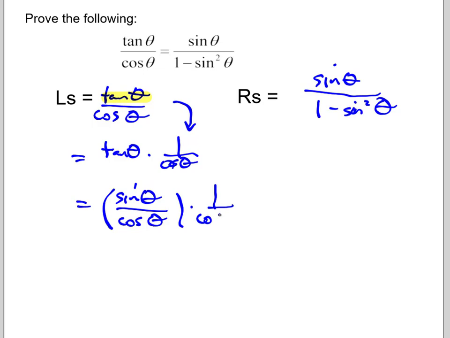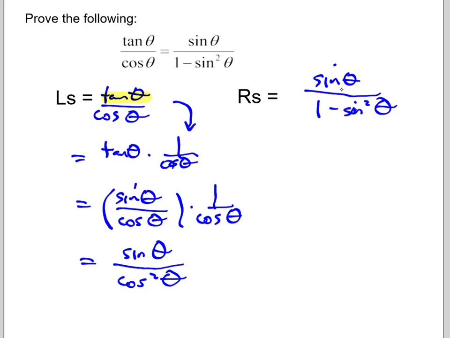So keeping track of your fractions, keeping track of the numerators and denominators is really important. So now if I take these two terms, they're multiplied, which is awesome. If I multiply across the top, I get sine theta. If I multiply across the bottom, I get cos squared theta. So my tans are gone, which is awesome.